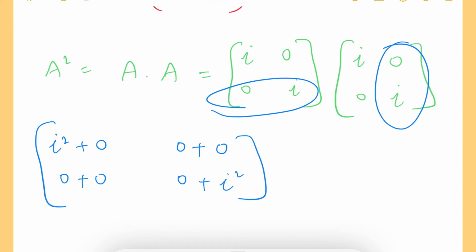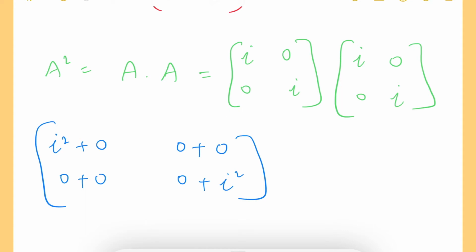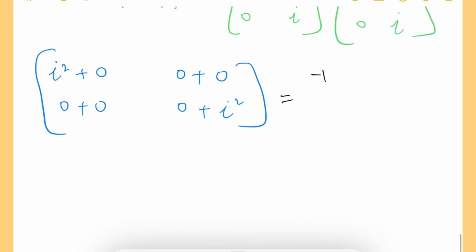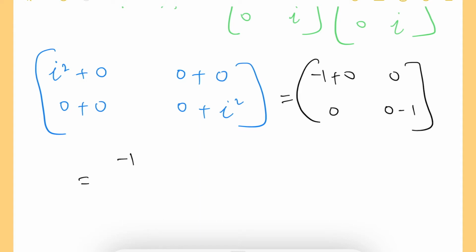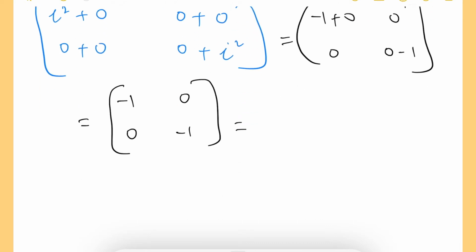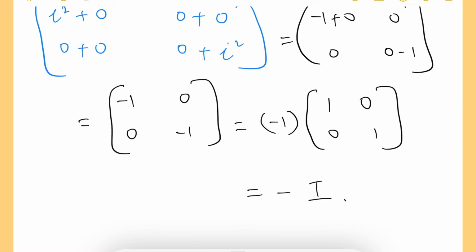Now if we simplify this value, I square value is minus 1. So minus 1 plus 0, 0 plus 0, 0, 0 plus 0, 0, 0, I square is minus 1. So we get the final answer as [minus 1, 0; 0, minus 1]. Now still we can simplify this further. From all those things I will take out minus 1 common, then we remain with [1, 0; 0, 1]. So this is nothing but minus I.